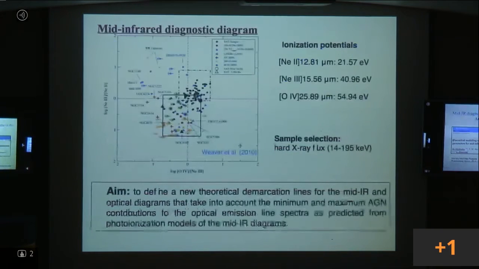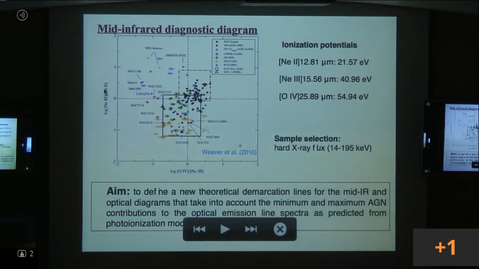The motivation for this work came from the mid-infrared diagnostic diagram proposed by Weaver et al. in 2010, in which they use the neon-3, neon-2, and oxygen-4 mid-infrared emission lines to separate the AGN contribution, the black points in this diagram, from the mid-infrared emission from starburst galaxies, the others. In this part of the diagram are the most extreme starburst galaxies.